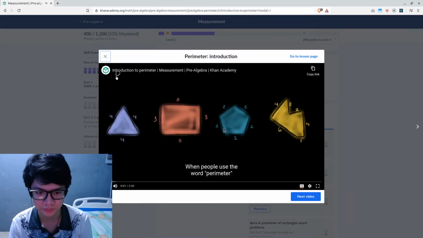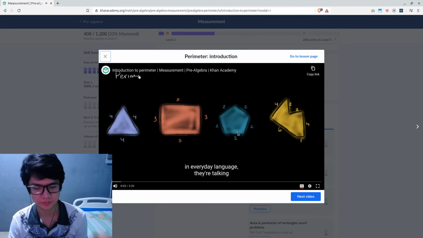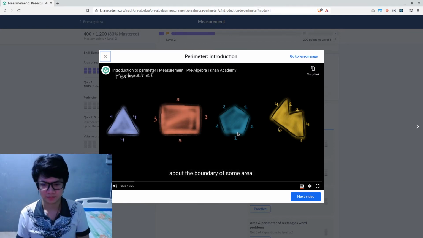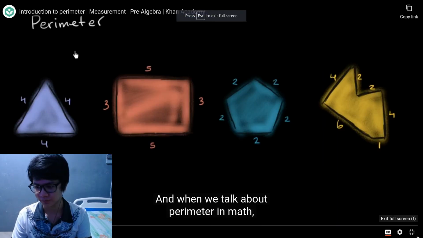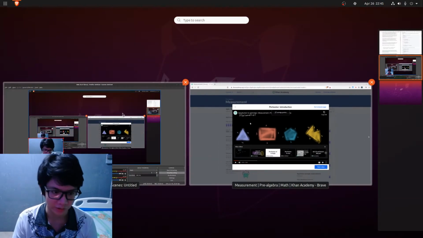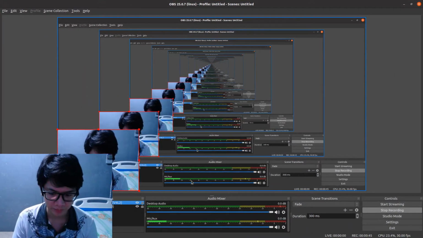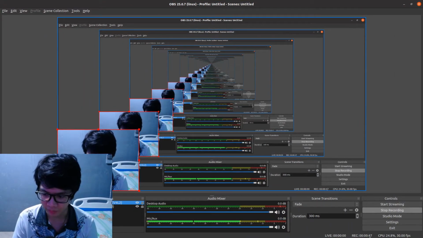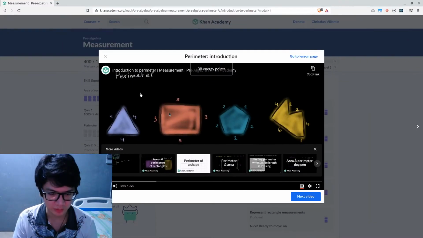When people use the word perimeter in everyday language, they're talking about the boundary of some area. And when we talk about perimeter in math, we're talking about a related idea. But of course, am I recording? Okay, we're recording. Cool.